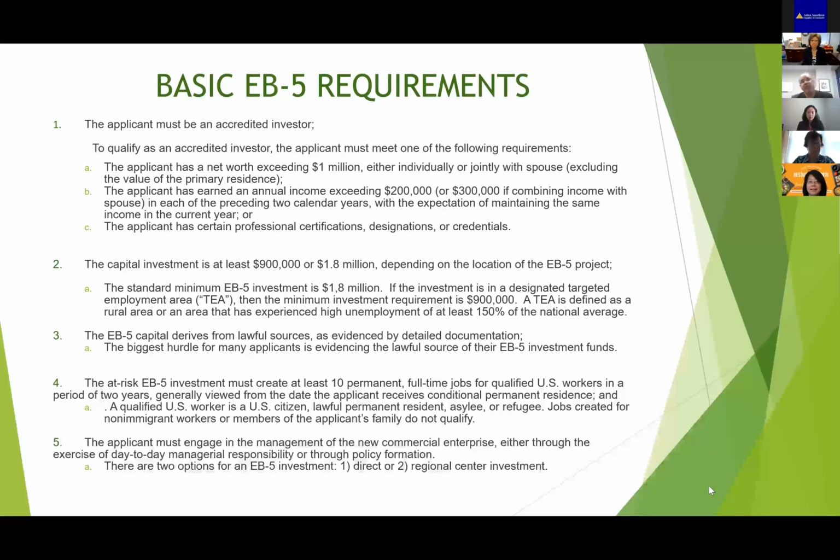Now, the targeted employment areas are decided by USCIS. So as part of your application, you have to make the case that the area where you're investing is a targeted employment area, and then they decide. So it's made it a little more difficult to get around that, and then subsequently the standard investment is $1.8 million. It's quite a bit.